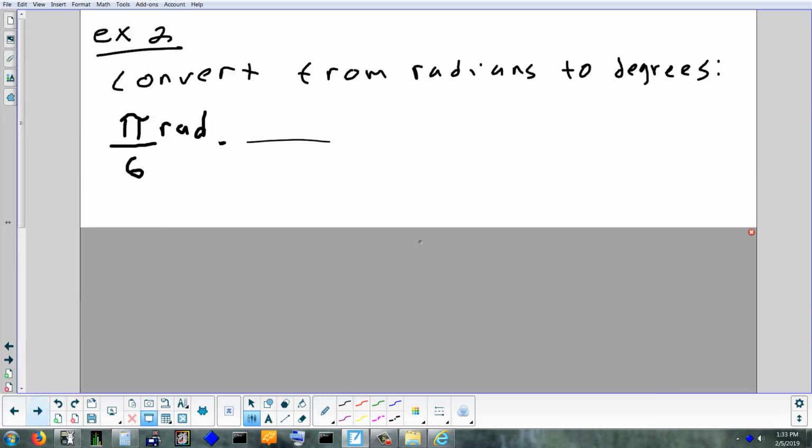Okay, pi over 6. I know it's in radians. So I've got radians in the top. I want to cancel it out. Where is radians going to go to cancel? Top or bottom? It's going to go in the bottom. Again, I'm going to write it this time. After this, I'm not. So radians in the bottom, degrees in the top.